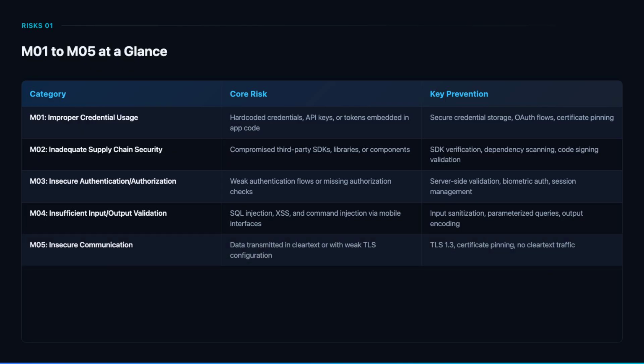M05 Insecure communication covers sensitive data transmitted without proper encryption. Many apps still allow clear text HTTP traffic, use outdated TLS versions, or fail to validate server certificates. Prevention requires enforcing TLS 1.3, implementing certificate pinning, configuring network security policies to block clear text traffic, and validating certificate chains.